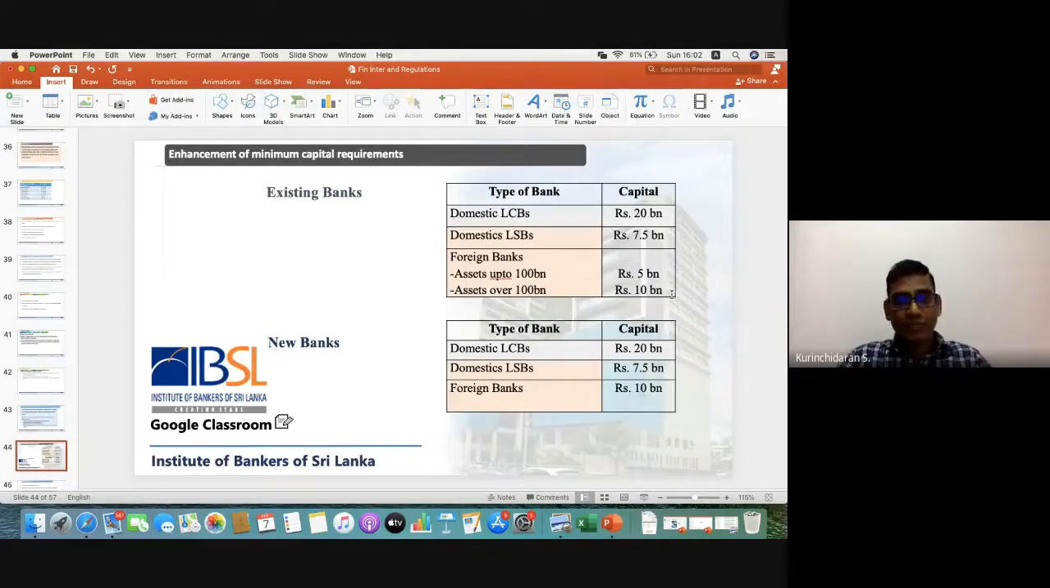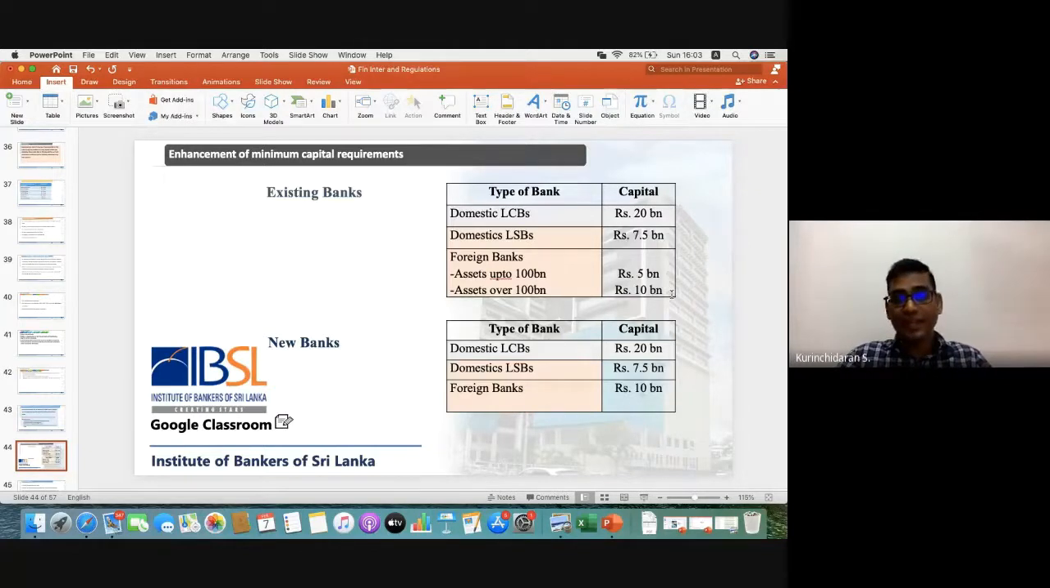Now you can see the minimum capital requirement currently. Domestic LCBs for existing banks, that means the licensed commercial banks located or established domestically, it's 20 billion. Licensed specialized banks, it's 7.5 billion. Foreign banks, there are two categories. If the total assets are below 100 billion, they can have only 5 billion. Or if the assets are over 100 billion, they have to have 10 billion minimum.